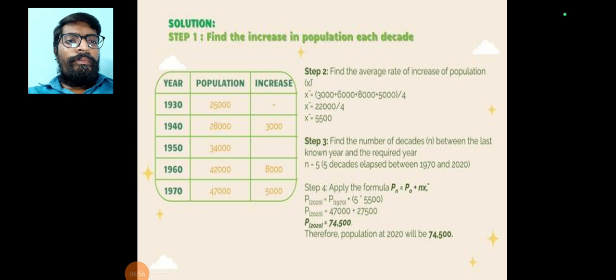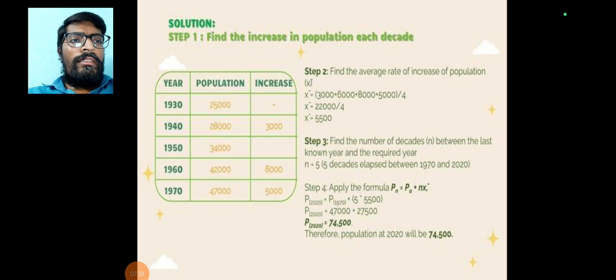that equals 3,000. I2 is equal to P3 minus P2, 34,000 minus 28,000, that is 6,000. I3 is equal to P4 minus P3, 42,000 minus 34,000, which is 8,000. And I4 is equal to P5 minus P4, 47,000 minus 42,000, which is 5,000.